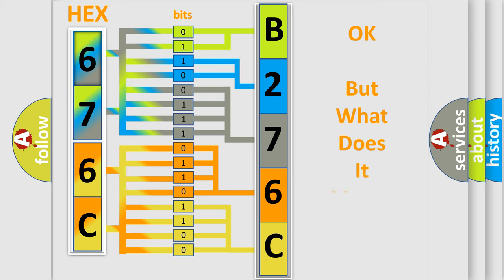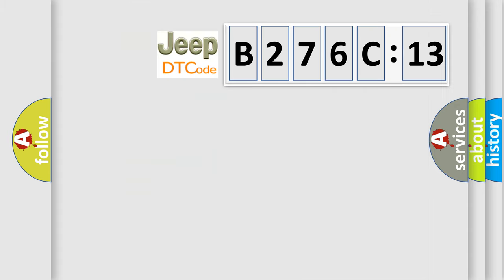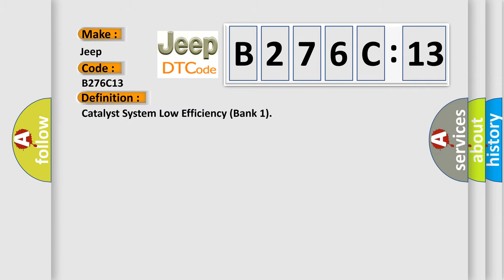The number itself does not make sense to us if we cannot assign information about it to what it actually expresses. So, what does the diagnostic trouble code B276C-13 interpret specifically for Jeep car manufacturers? The basic definition is catalyst system low efficiency bank 1. And now this is a short description of this DTC code.